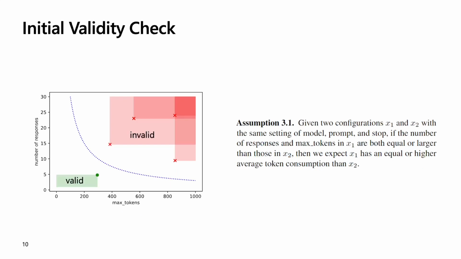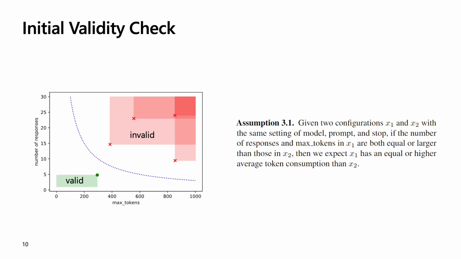For a given configuration X, before the expensive evaluation starts, we first check whether we could prune the configuration directly. This check assumes a property of the LLM. What it implies is that if we know a particular configuration is valid, the configurations with smaller number of responses and smaller max tokens are valid too. If a configuration is invalid, the configurations with larger number of responses and larger max tokens are invalid too. That gives us opportunities to assess the validity of configuration without making expensive requests to the LLM.